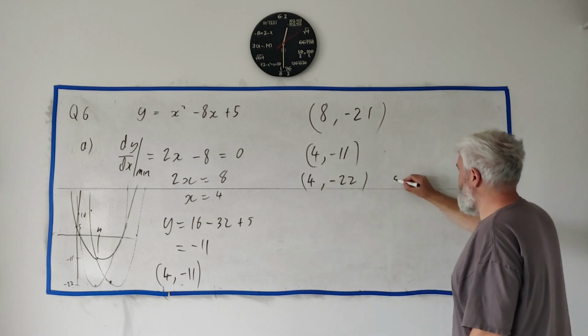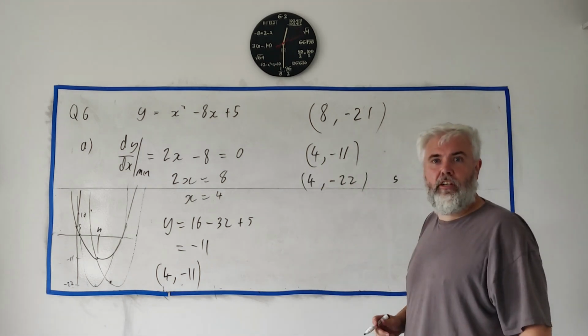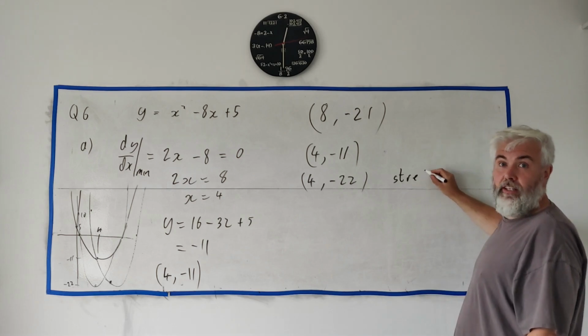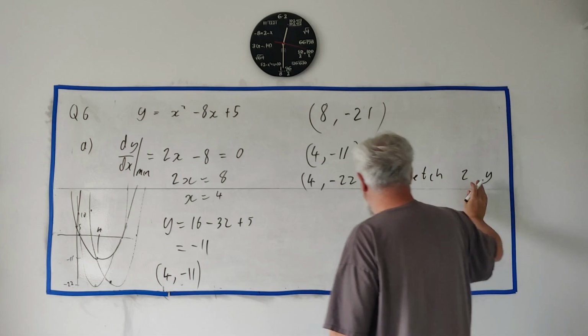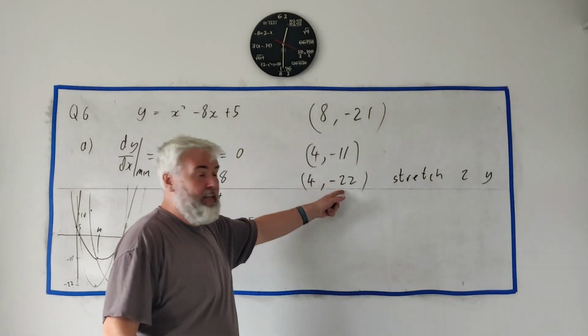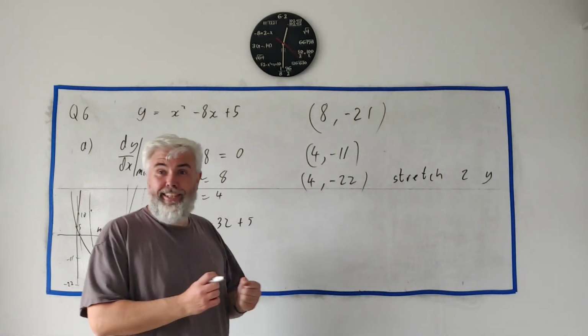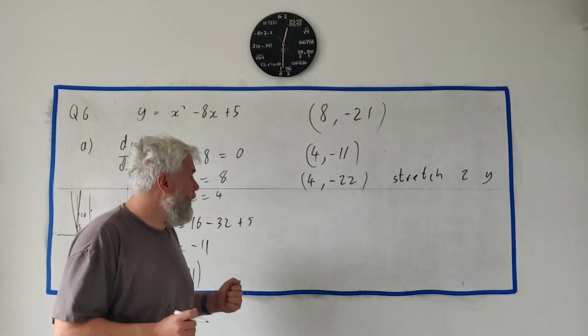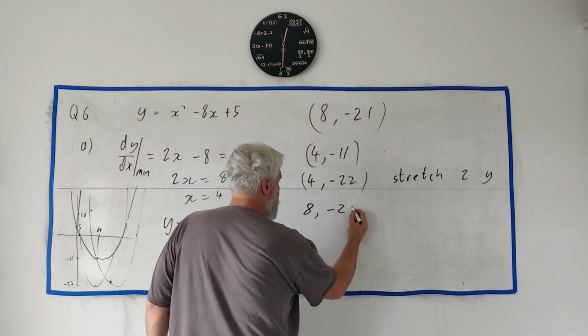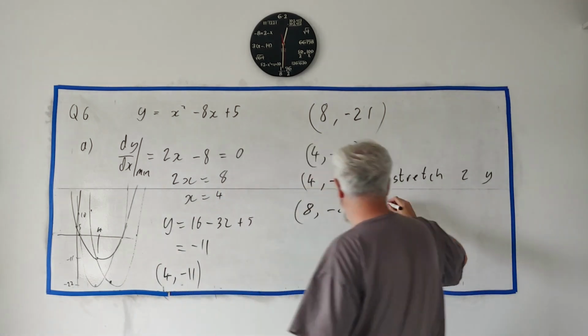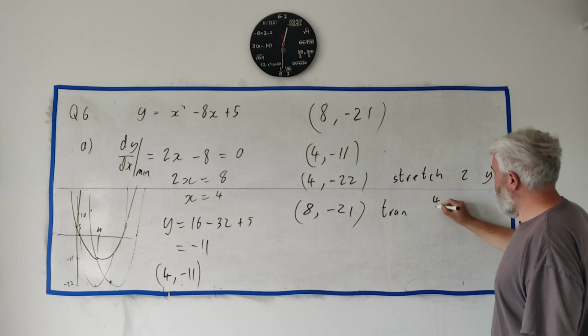So let's see, stretch, how do I spell stretch? S-T-R-E-T-C-H. Stretch 2 in the y-axis. That's what I did there. Next, translate. Translate by 4, 1. That's 4 in the x and 1 in the y.